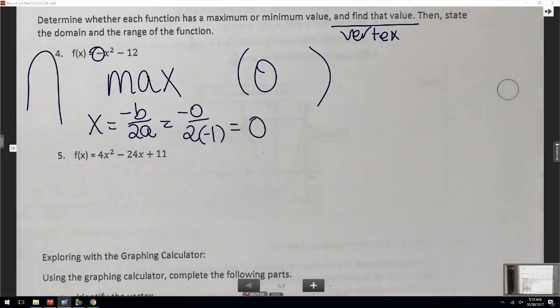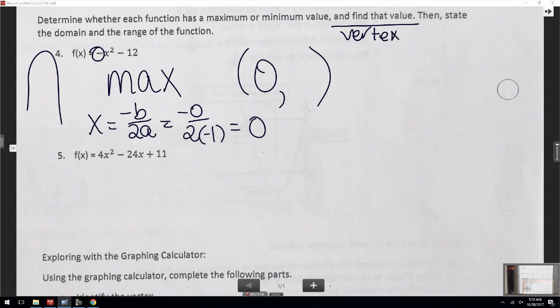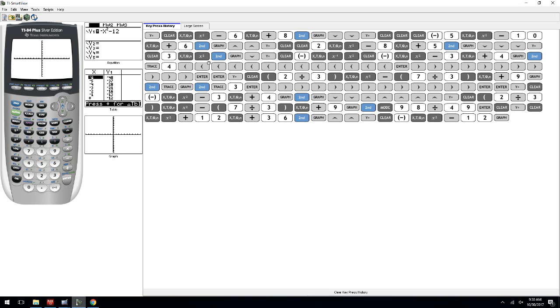How do you find that y value? No, that's the y-intercept. How do you find the y value that goes with the vertex? Plug it in, which we did, and where do we go? Table. There you go. Second table. And we're looking for what number? 0. Alright. What's the number with 0? There you go. That's your vertex.